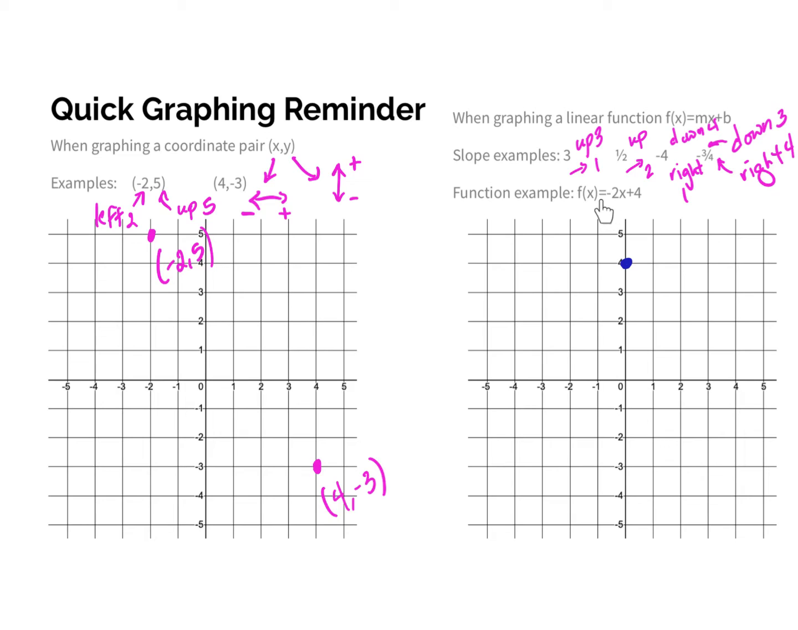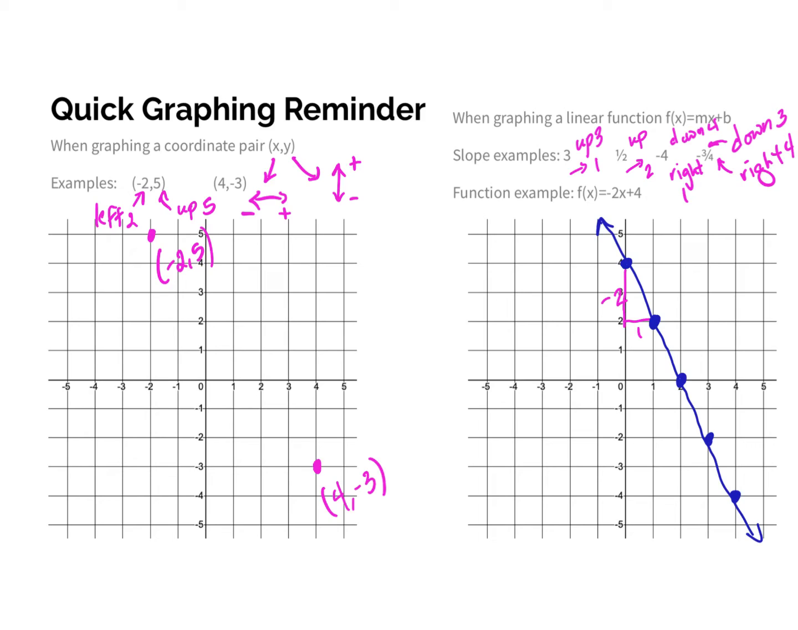Our slope is -2, so that tells me that from the y-intercept, I'm going to go down 2 because it's a -2 and right 1 because it's a whole number. So down 2, right 1, and I'm going to make another point. And you just continue that pattern, down 2, right 1. You don't have to do all of them. I'm just doing it so that it can get a very long line.